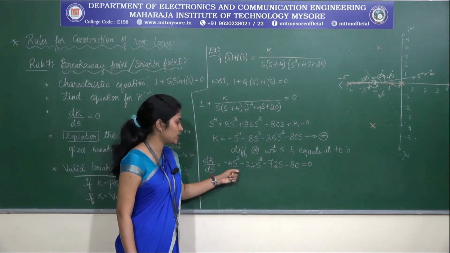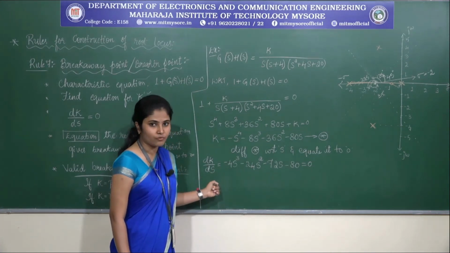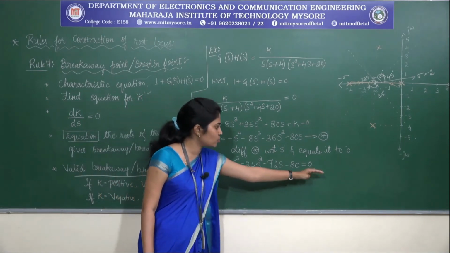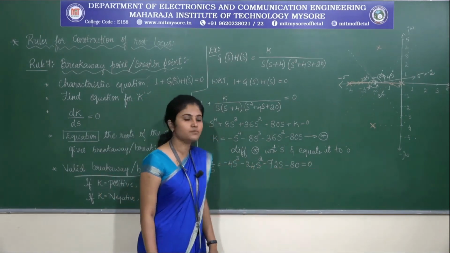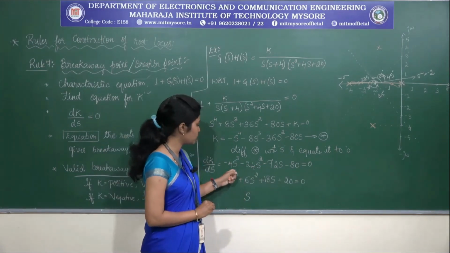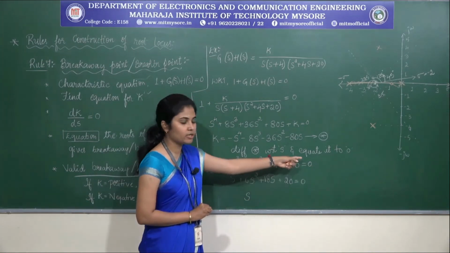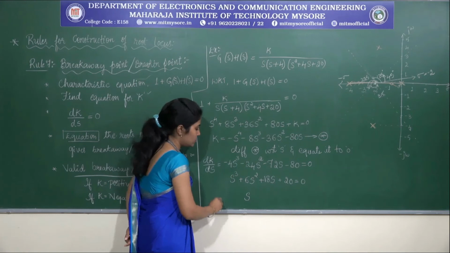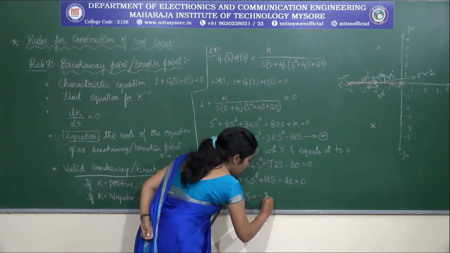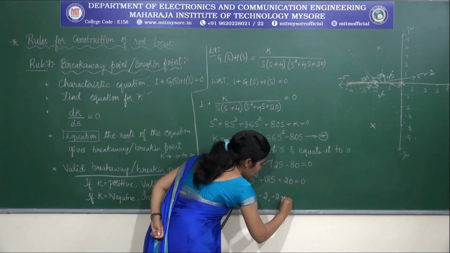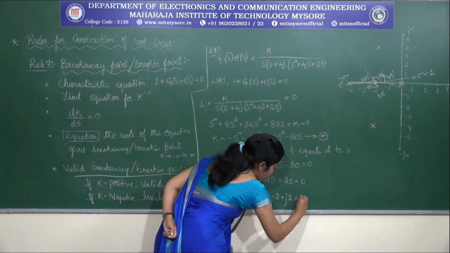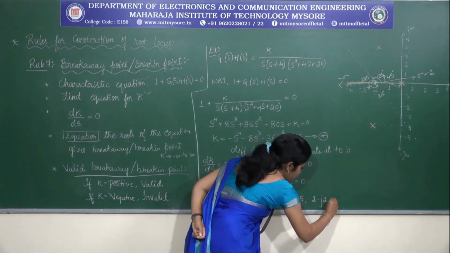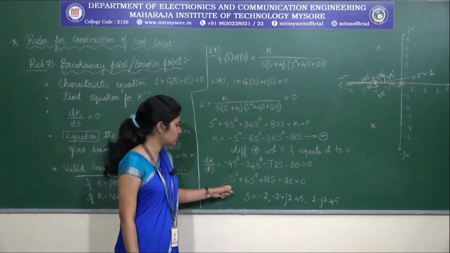Later in this equation I can take minus 4 as the common factor. After taking minus 4 as the common factor, if I move it towards the right hand side, that becomes 0. This is the equation which I get after taking minus 4 as the common factor and moving it to the right hand side. Now if I try to find the roots of this equation, they will be equal to minus 2, plus j 2.45, and minus 2 minus j 2.45. These are nothing but the roots of this equation.